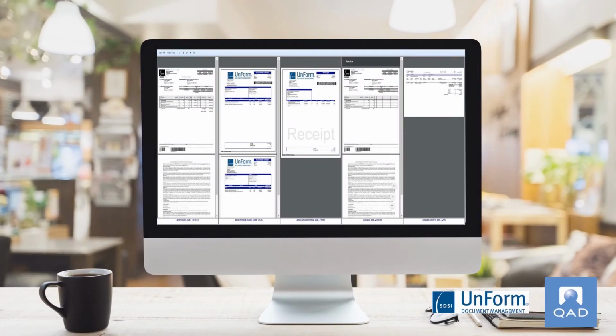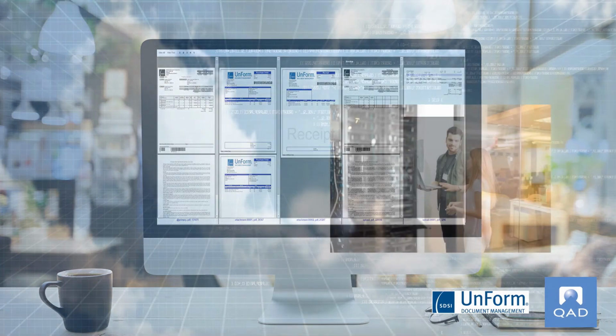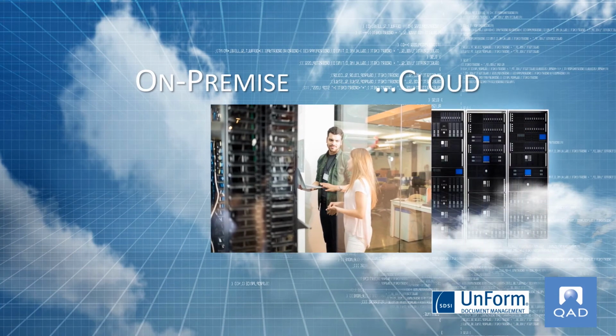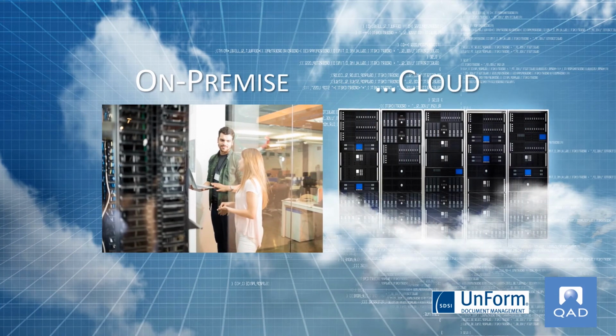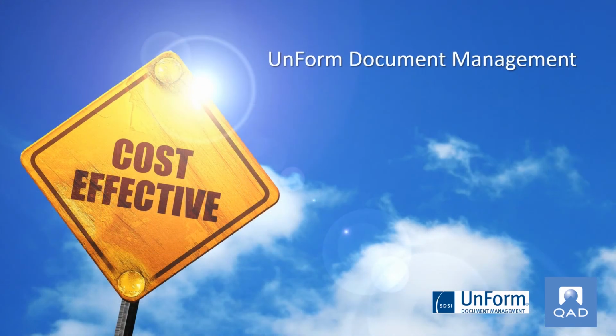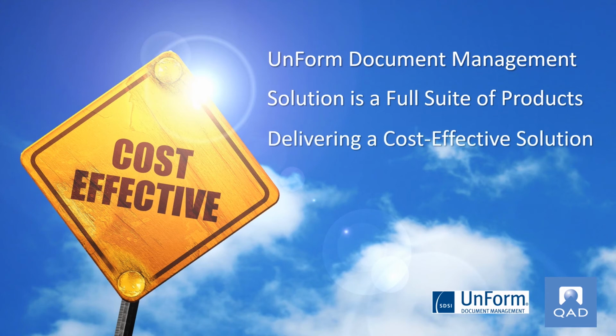UnForm connects and allows side-by-side viewing of multiple documents: purchase orders, purchase order receipts, invoices, packing slips, checks can all be reviewed effortlessly. UnForm is browser-based, on-premise or in the cloud. UnForm is easy. UnForm Document Management Solution is a full suite of products delivering a cost-effective solution.